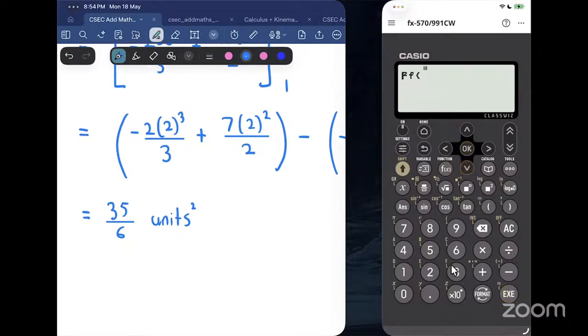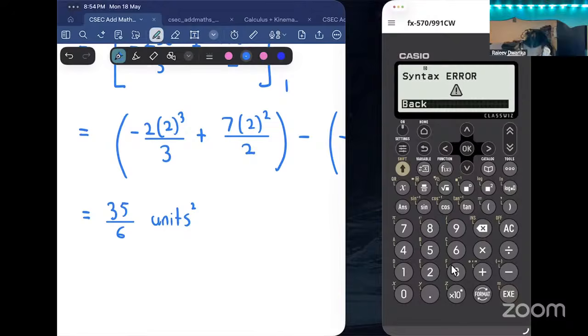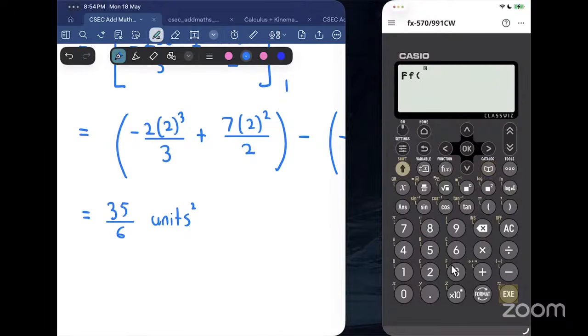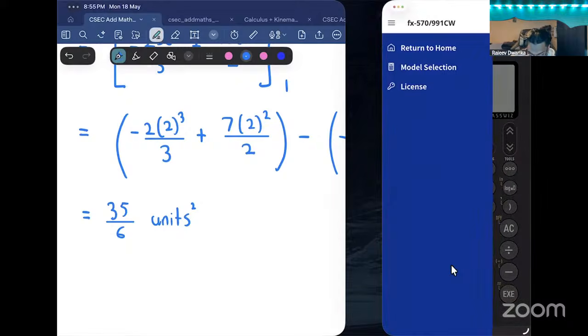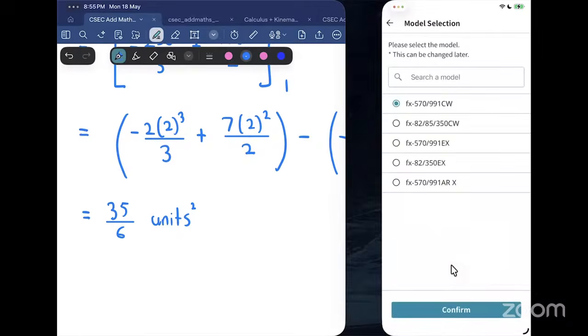Oh, I found it. What you had to do was press catalog, then function analysis. Yeah, I see it. Why so complicated though? Nah, I prefer the other ClassWiz. Okay, fair enough.